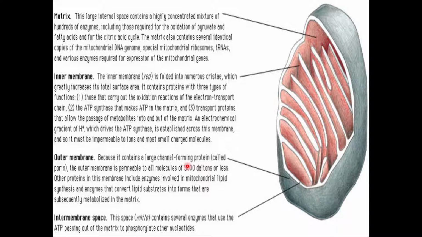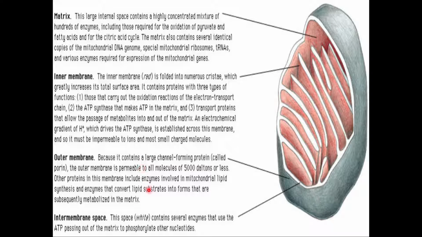Because it contains a large channel forming proteins called porins. ये भी मैंने आपको पिछले स्लाइड में एक्सप्लेन किया है कि what are porins, the proteins which are present in the cell wall of this outer membrane, those proteins are called as porins. The outer membrane is permeable to all molecules of 50,000 daltons or less, जिनकी साइज जो सोल्यूट पार्टिकल्स की साइज 5,000 डाल्टन्स से कम है, ऐसे जो सोल्यूट पार्टिकल्स हैं उसकी परमिएबिलिटी इन पोरिन्स के थ्रू होती है. Other proteins in this membrane include enzymes involved in mitochondrial lipid synthesis and enzymes that convert lipid substrates into forms.